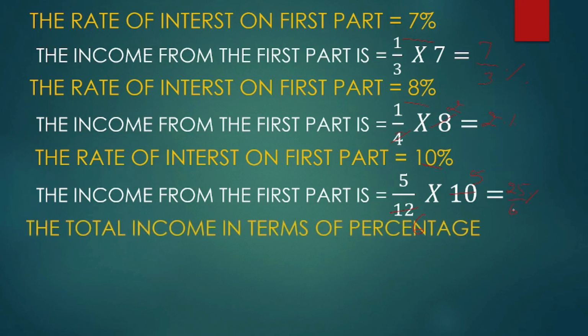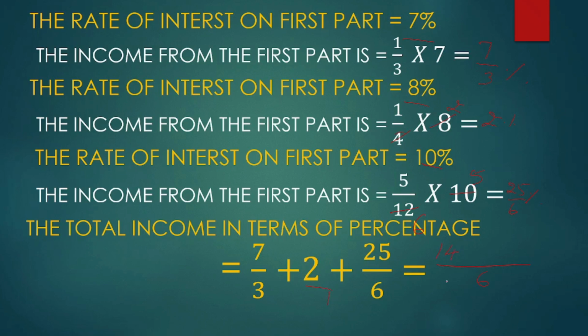The total annual income earned by the three parts, as a percentage, is 7 by 3 plus 2 plus 25 by 6. For 3, 1 and 6, the LCM is 6. Here 3 becomes 6, so 7 twos are 14.